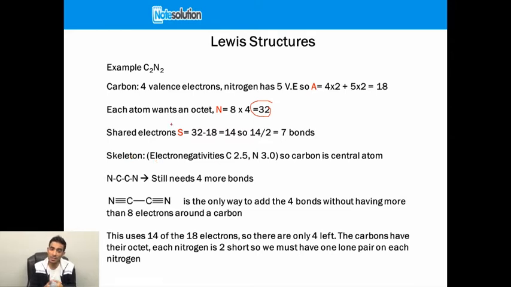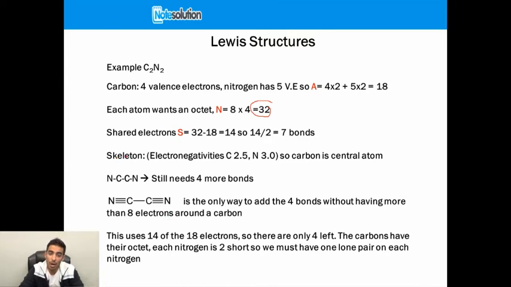Now, when drawing the skeletal structure, of course, we have to know what is the central atom. In this case, we compare the electronegativities of C and N. We find that C is less electronegative than N, but still, carbon is usually the central atom, so we use the carbon as central atom. So after connecting the atoms together with a single bond, we still need 4 more bonds in order to satisfy all the atoms.